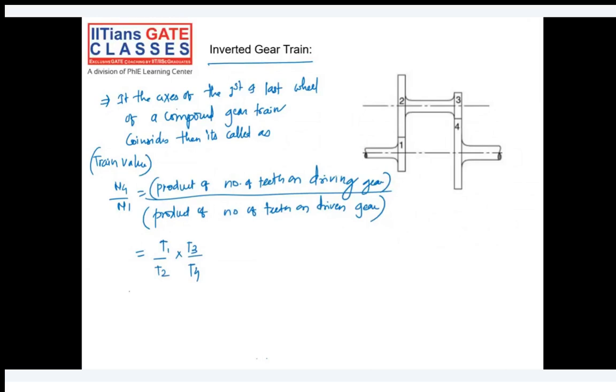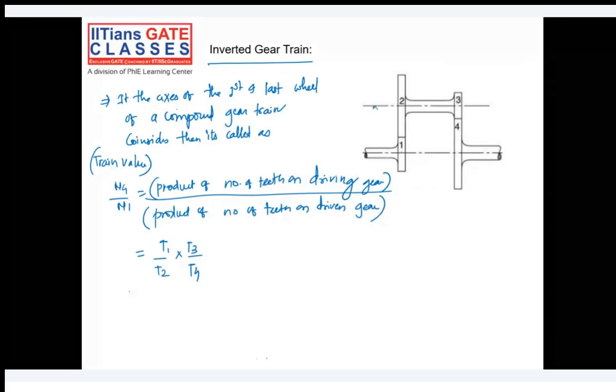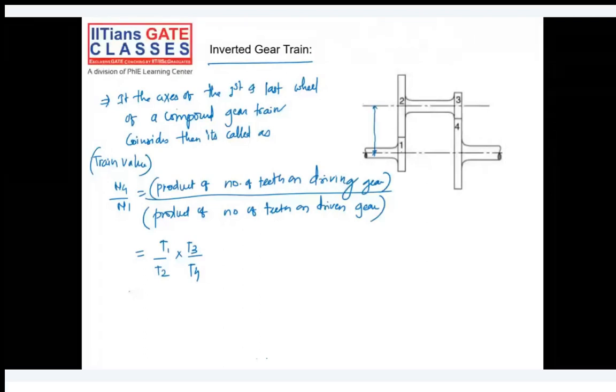One more speciality of this particular gear train is that the center distance between the gears is the same. The sizes of gears 1, 2, 3 and 4 are all different, and they also have different numbers of teeth, but the center distance between gear 1 and 2 and the center distance between gear 3 and 4 is the same. So CD1 is equal to CD2, that you have to note.